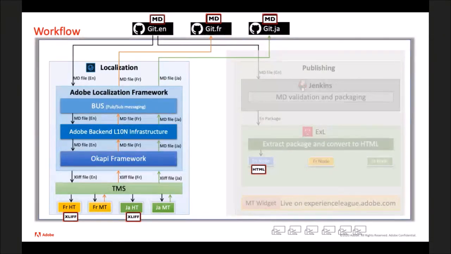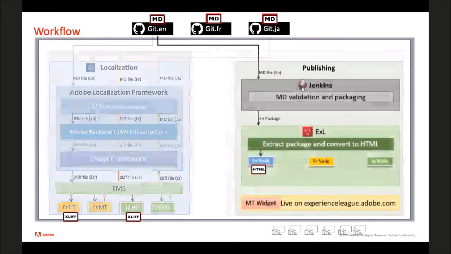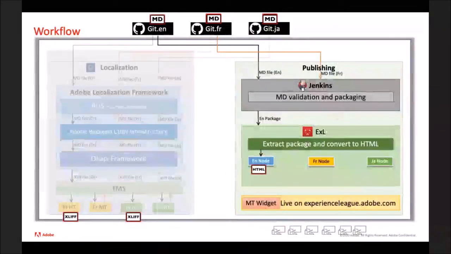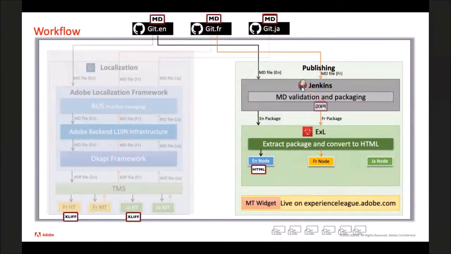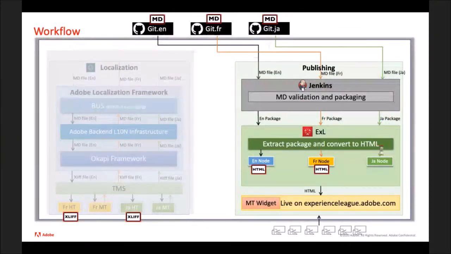And once those files hit the repository, Jenkins gets triggered again. It grabs the file and validates syntax, links, URLs, and anything else we need to validate. Again, it gets packaged and pushed to our experience link deployment server, where it gets unpackaged and converted into HTML. Finally, once they are pushed, they get activated and pushed live.